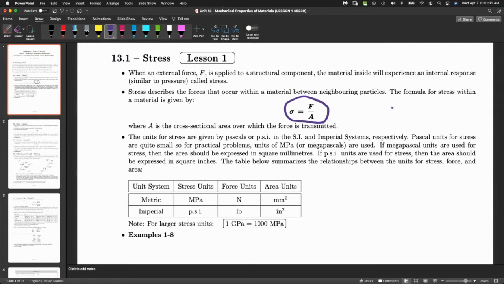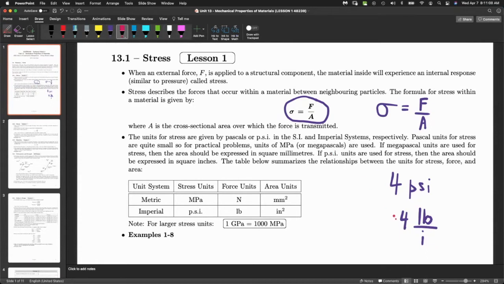Stress is given the Greek letter sigma. It looks like a whistle or something. And that is equal to a force per unit area. An example of stress would be like this. Anybody know what this means? 4 psi. What does 4 psi mean to you? Pounds per square inch. Thank you, Victor. Yeah, pounds per square inch. So there's 4 pounds applied to 1 square inch.